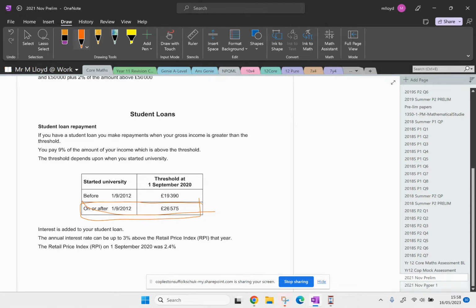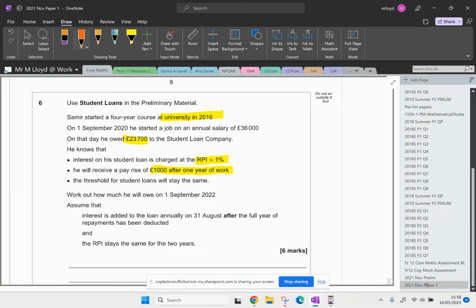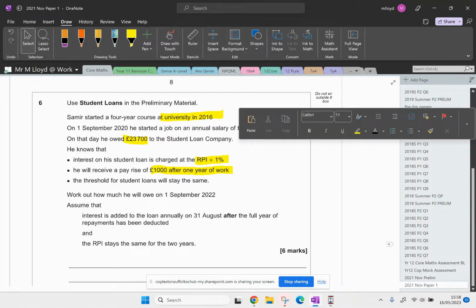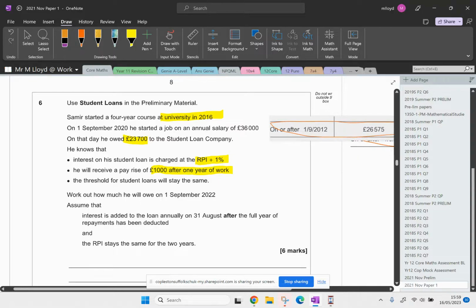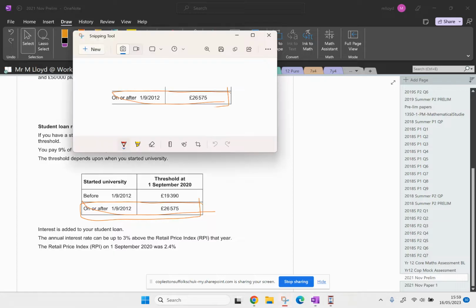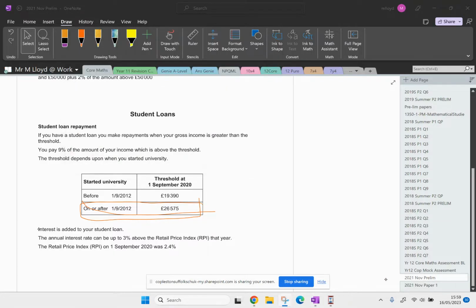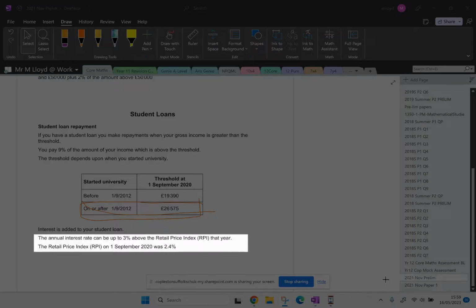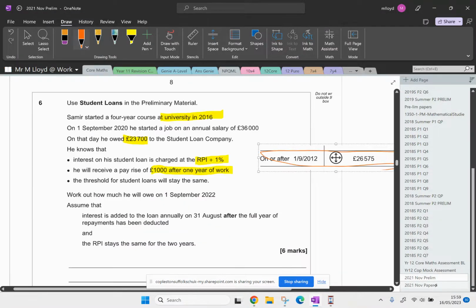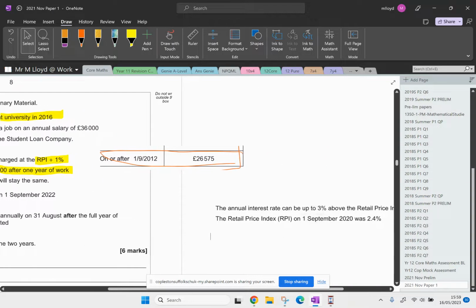And then we've got the retail pricing that's been at 2.4%. So back to paper one. Just going to paste that here so I can see that. And then this bit here is quite important as well. Snipping tool, new, the annual interest. There we go. I'll paste that on there. A lot of messing around, but it will help us with this question.